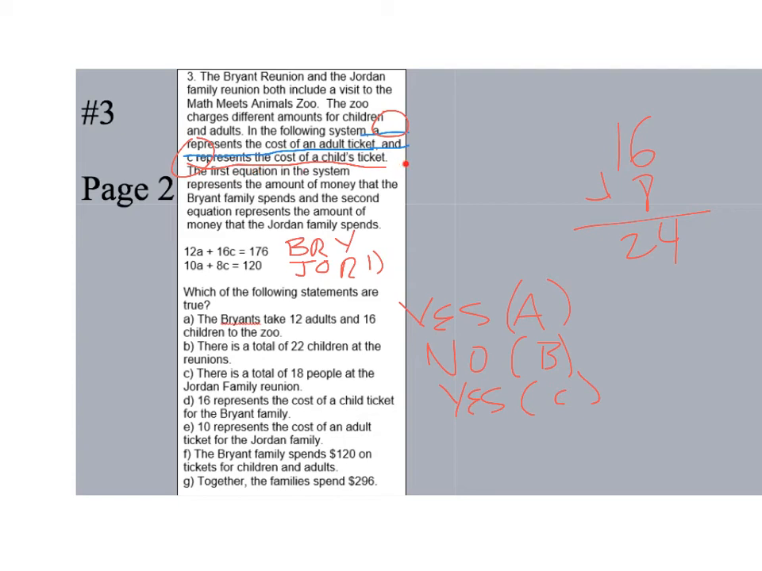C represents the cost of a child's ticket. So this 16 doesn't have anything to do with the actual cost. 16 is the number of people that are buying the tickets that cost C dollars that we don't know yet. So 16 does not represent the cost of a child's ticket. That is definitely a no for D.